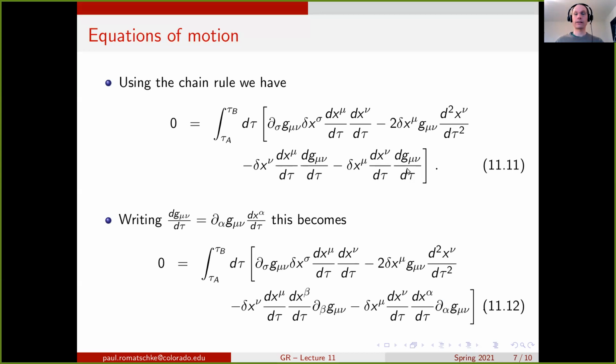So finally, let's rewrite the derivative of the metric with respect to the proper time as the derivative of the metric with respect to coordinates times the change of the coordinates with respect to proper time. If we do this, then the above expression becomes the following. So the first line here is identical, and in the second line we now have terms that involve the derivative of the metric and two derivatives of the coordinates with respect to proper time.